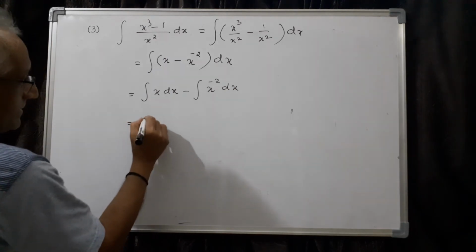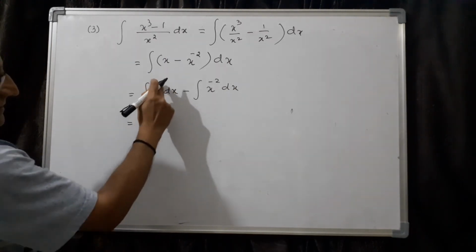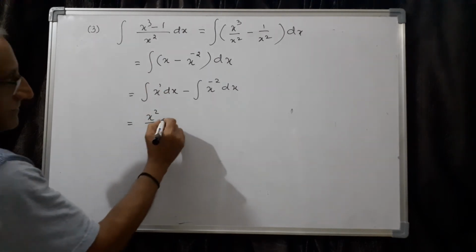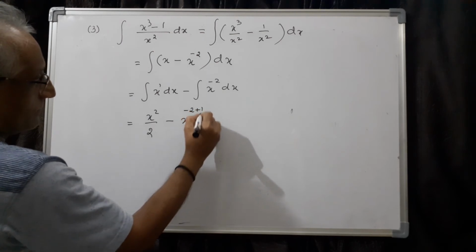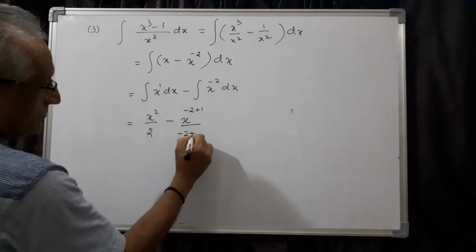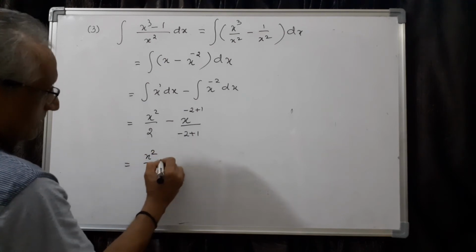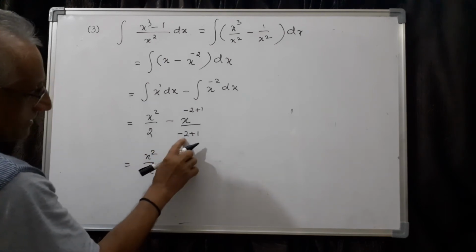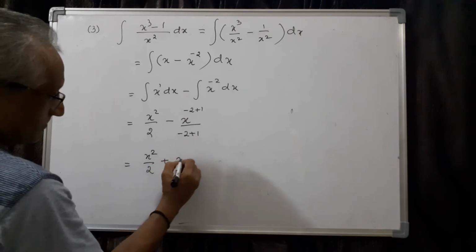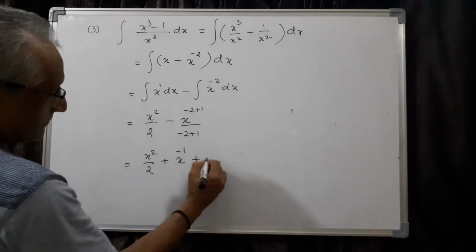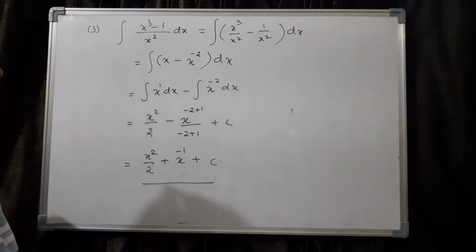So first one is x square by 2, because it is x power 1 plus 1 by 1 plus 1, minus here also x power minus 2 plus 1 by minus 2 plus 1. So this is x square by 2, and here it becomes plus, because minus 2 plus 1 is minus 1. So then x power minus 1, of course, plus c we have to add. So this is the integration.